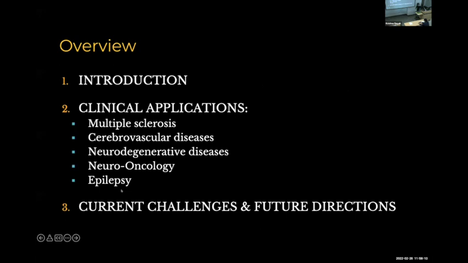So yeah, this is an overview. I will just review basically some of the most common neurological diseases where you can actually take significant advantages in using the ultra high field and the potential utility in terms of patient prognosis of this ultra high field data.